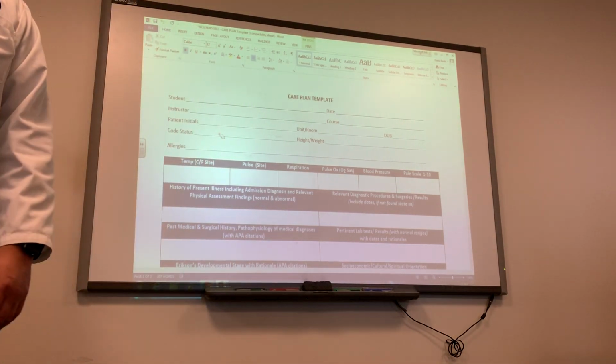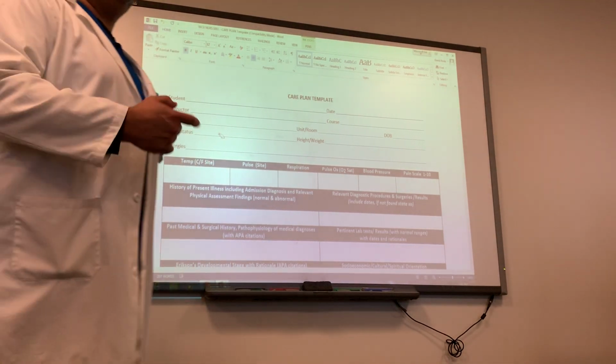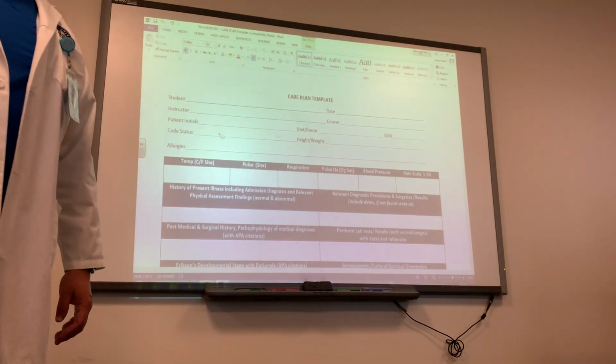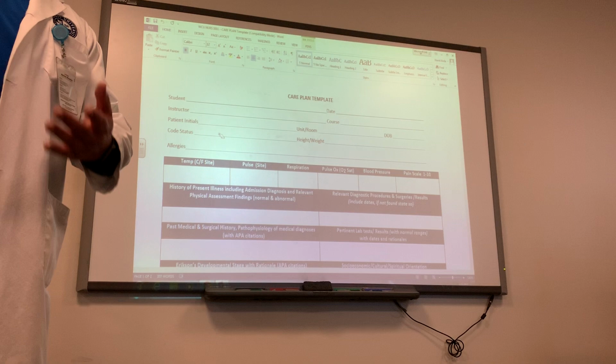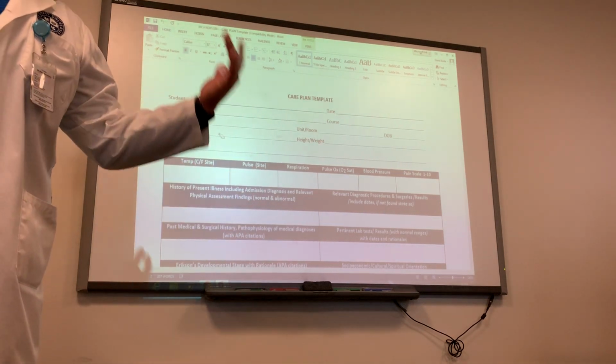Really quick, call for help, do whatever you need to do. If it says DNR, you do not start CPR. You call your team, do a further assessment. You need someone else to check it out. You're going to call the house supervisor.